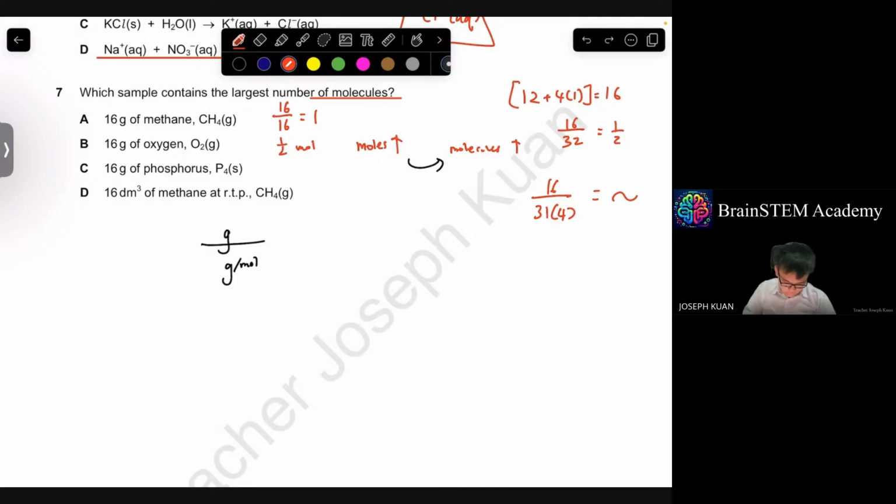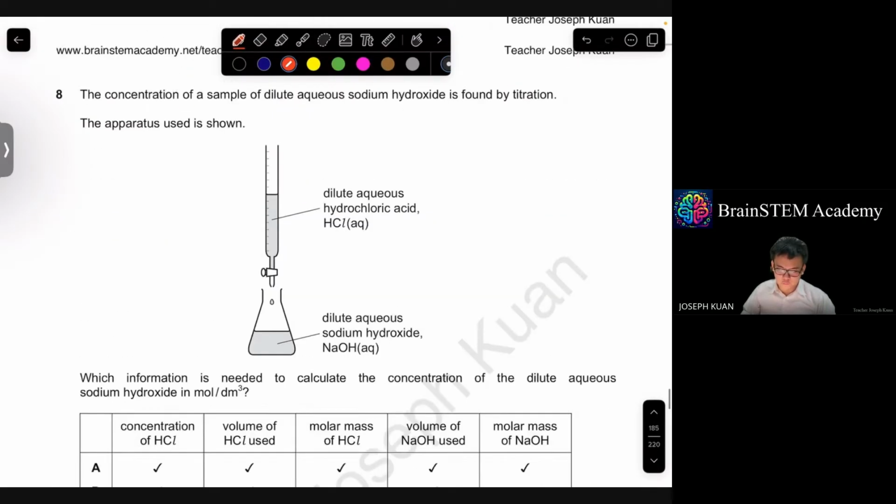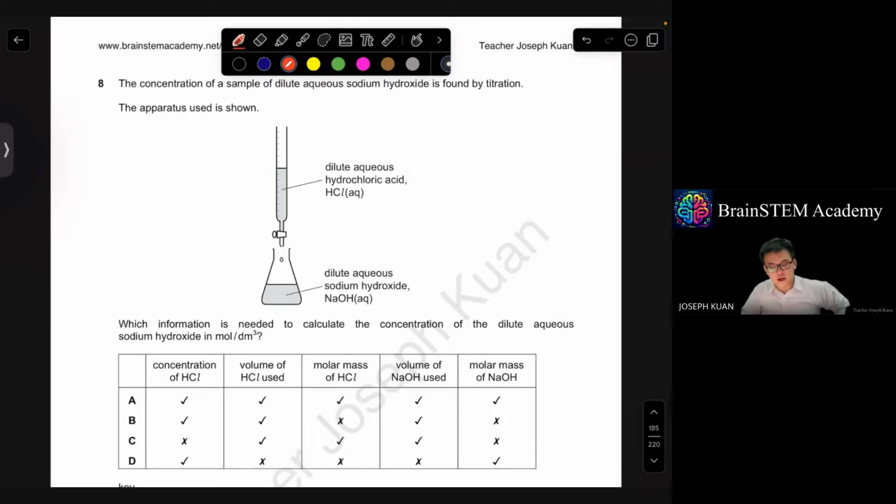And then last one, 16. Okay, this one is in volume. So to find out the mole, we have to divide by 24 because this is a gas. So that gives you around 2 out of 3. So out of all, A is having the largest number of moles, which means it must contain the most gas molecules.